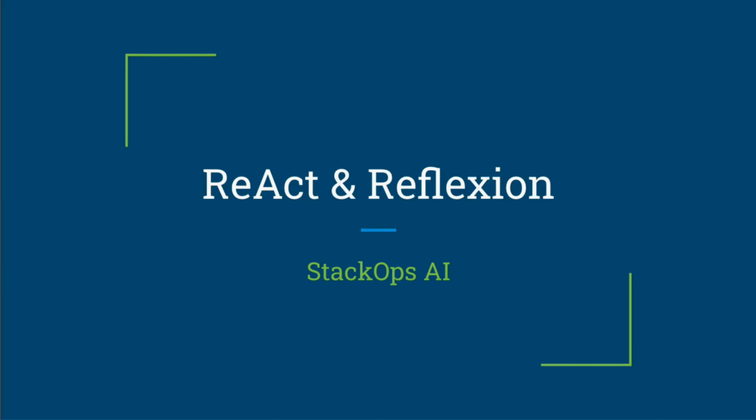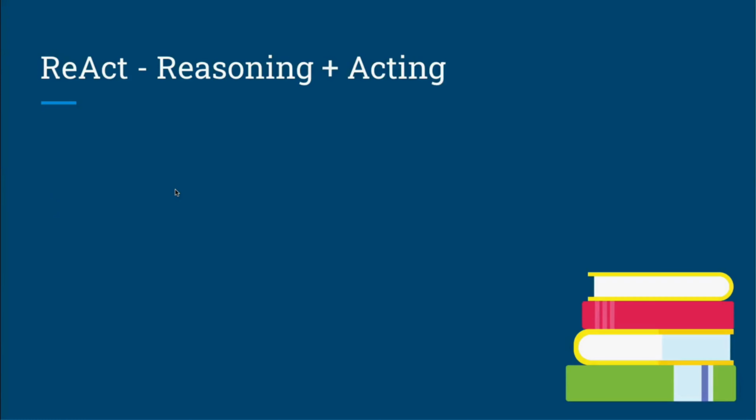In the previous episodes, we explored foundation patterns, chain of thought, and tree of thought. But today we step into the world of AI agents. In this episode, we are going to cover ReAct and Reflection. These are two techniques that let LLMs think, act, evaluate themselves, and get better over time. So let's dive in. Let's start with ReAct.